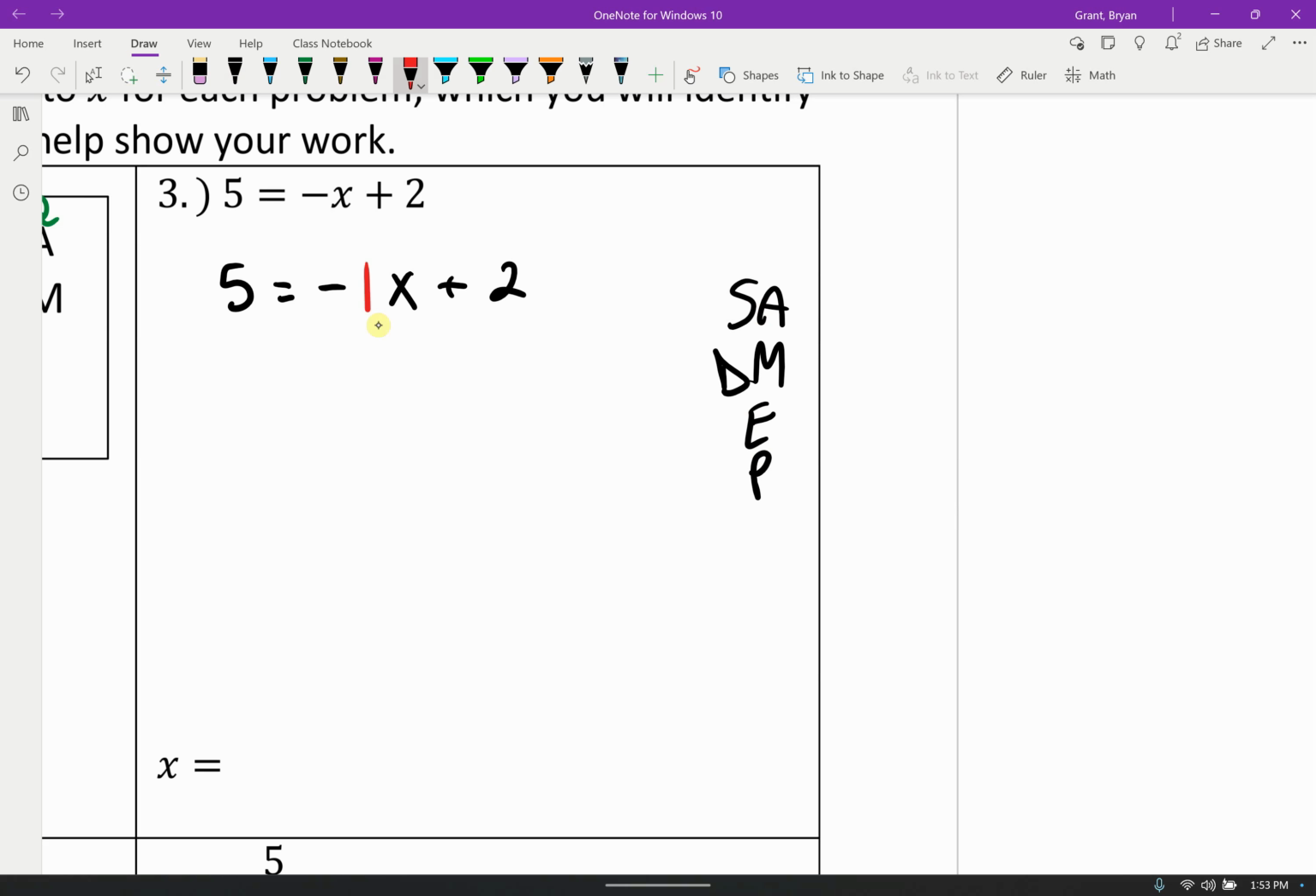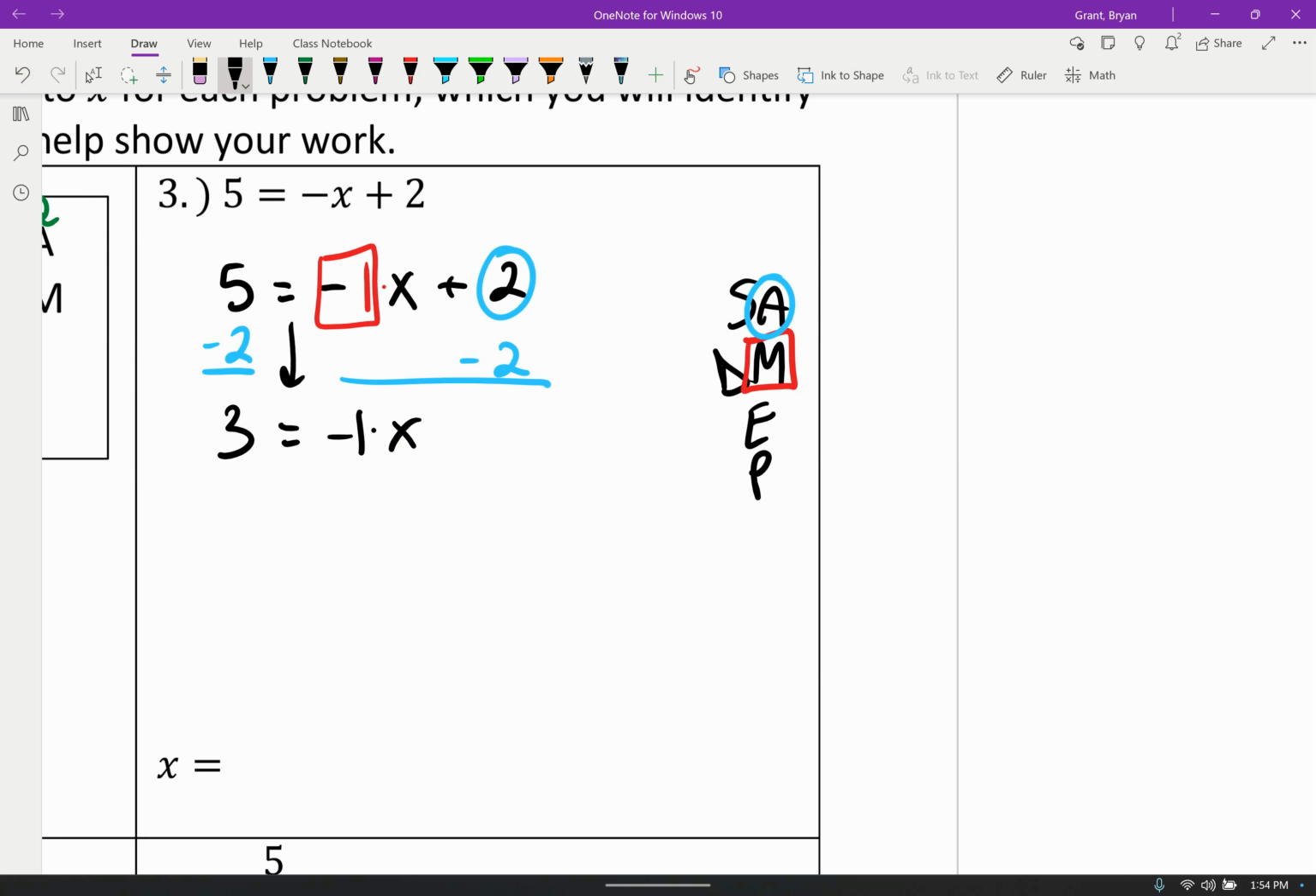I see a negative 1. When we look in between the 1 and the x, there's nothing written there, so we know that that is multiplication. And I see a 2 at the end, which is adding. Okay. Let's undo addition first. We can subtract our 2 from each side, bring down that equal sign. This leaves us with 3 equals negative 1 times x.